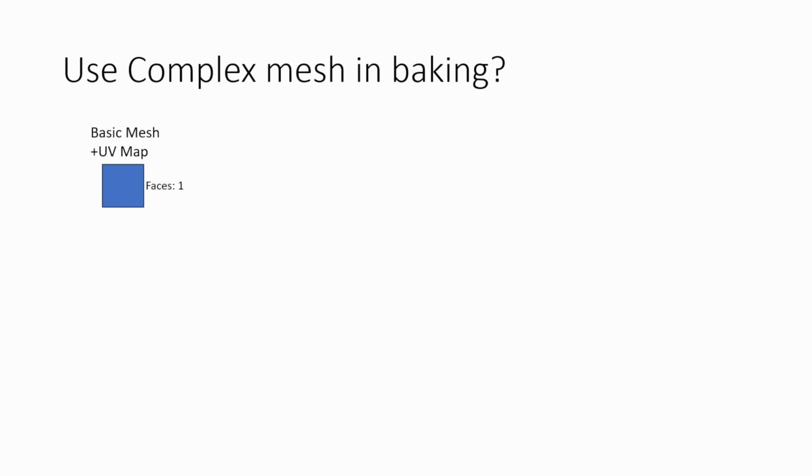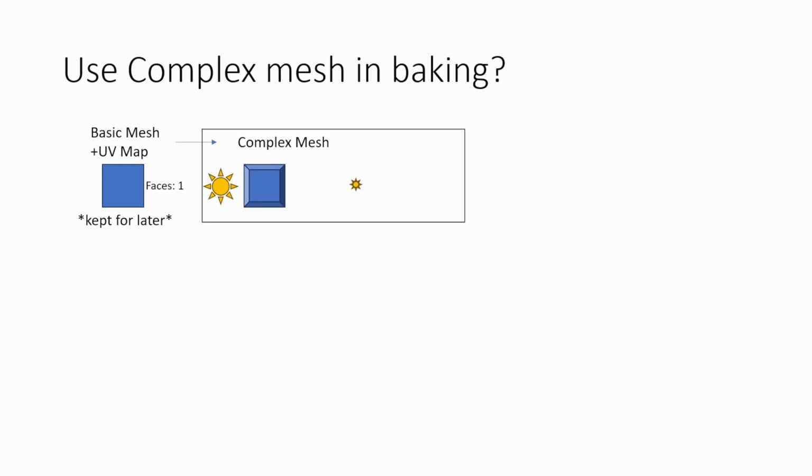Let's say we have a square. There is one face to it. It is a very basic mesh, and it has a UV map. What we're going to do is copy this and paste it, and keep this basic mesh for later, because we want all of the dimensions to line up. We're going to turn this into a complicated mesh, and add some lights to the scene.